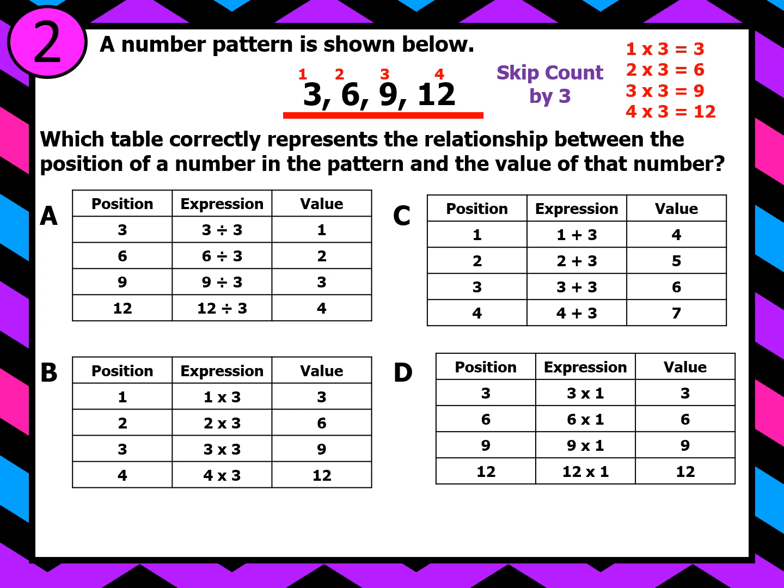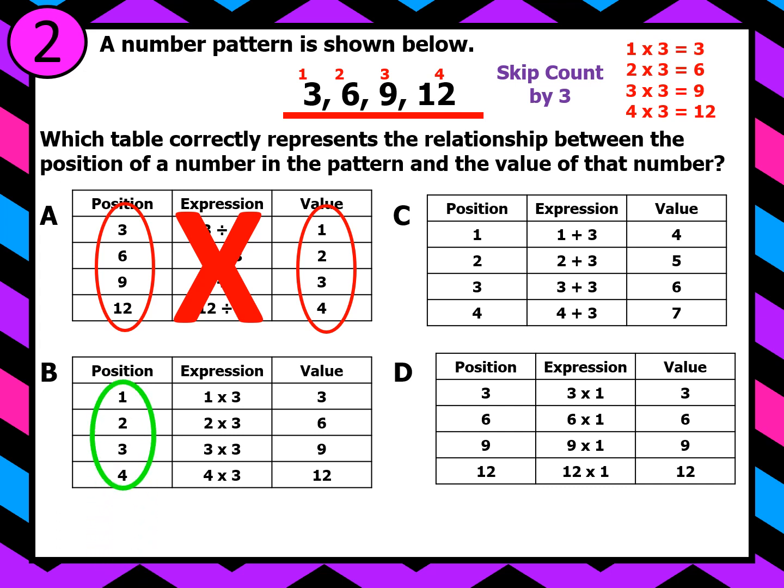If I look at A, the position is incorrect and the expression is also incorrect because the expression is dividing by 3. So I know my answer choice there cannot be A. I am now going to look at B. The position is correct, and the expression is also correct. We're multiplying by 3 there. The value is also correct, 3, 6, 9, 12.